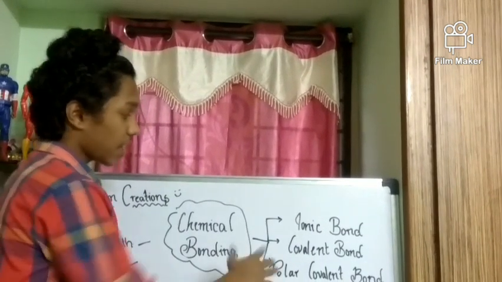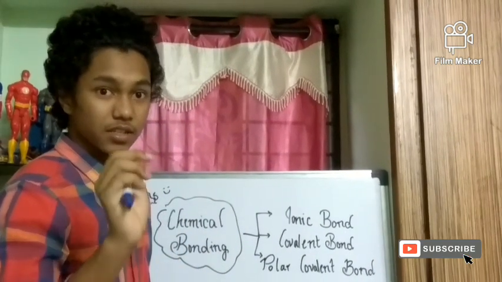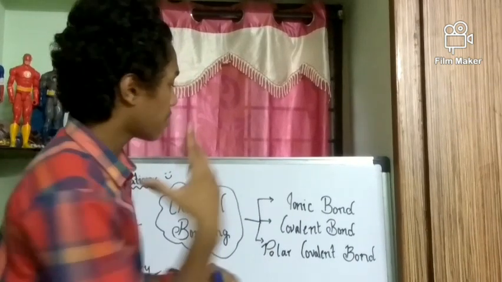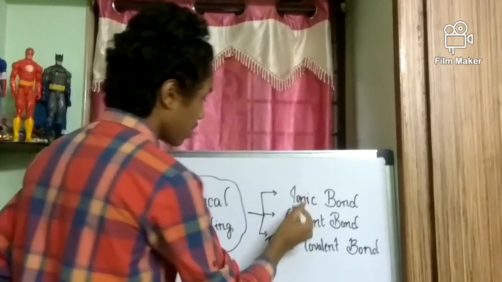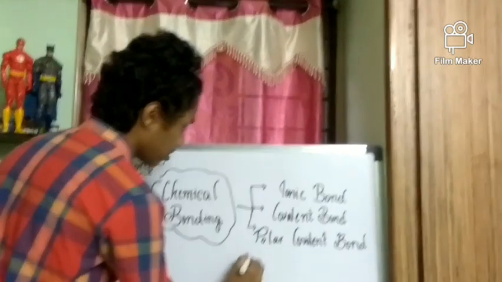There are three types of chemical bonds: ionic, covalent, and polar covalent. I'll give you random examples, and then I'll come to each definition so that you can get a perfect idea about these three types. First of all, I'll come to the ionic bond example. Take NaCl. You know this molecule?